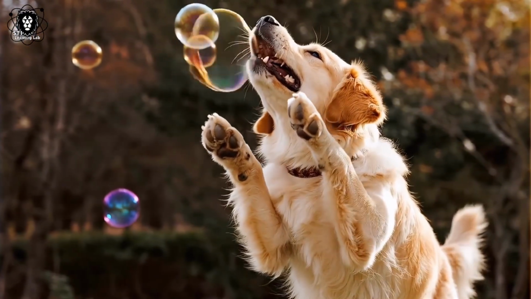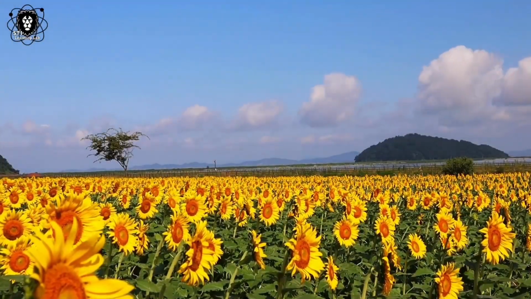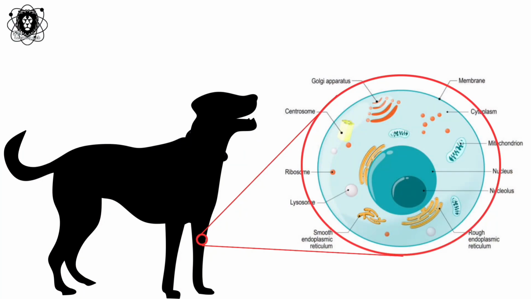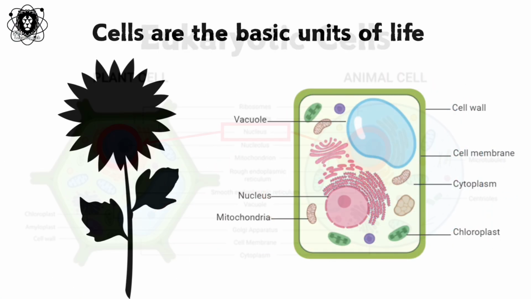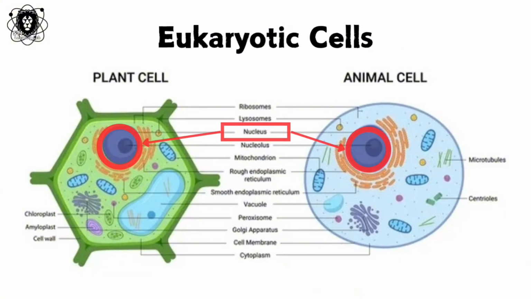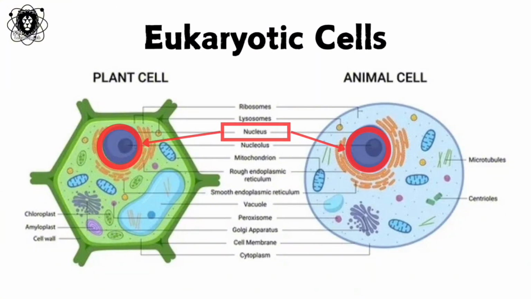Every living organism, whether it's a dog, a sunflower, or you, is made up of cells. Cells are the basic units of life. Plant and animal cells are eukaryotic, meaning they have a nucleus and complex organelles.